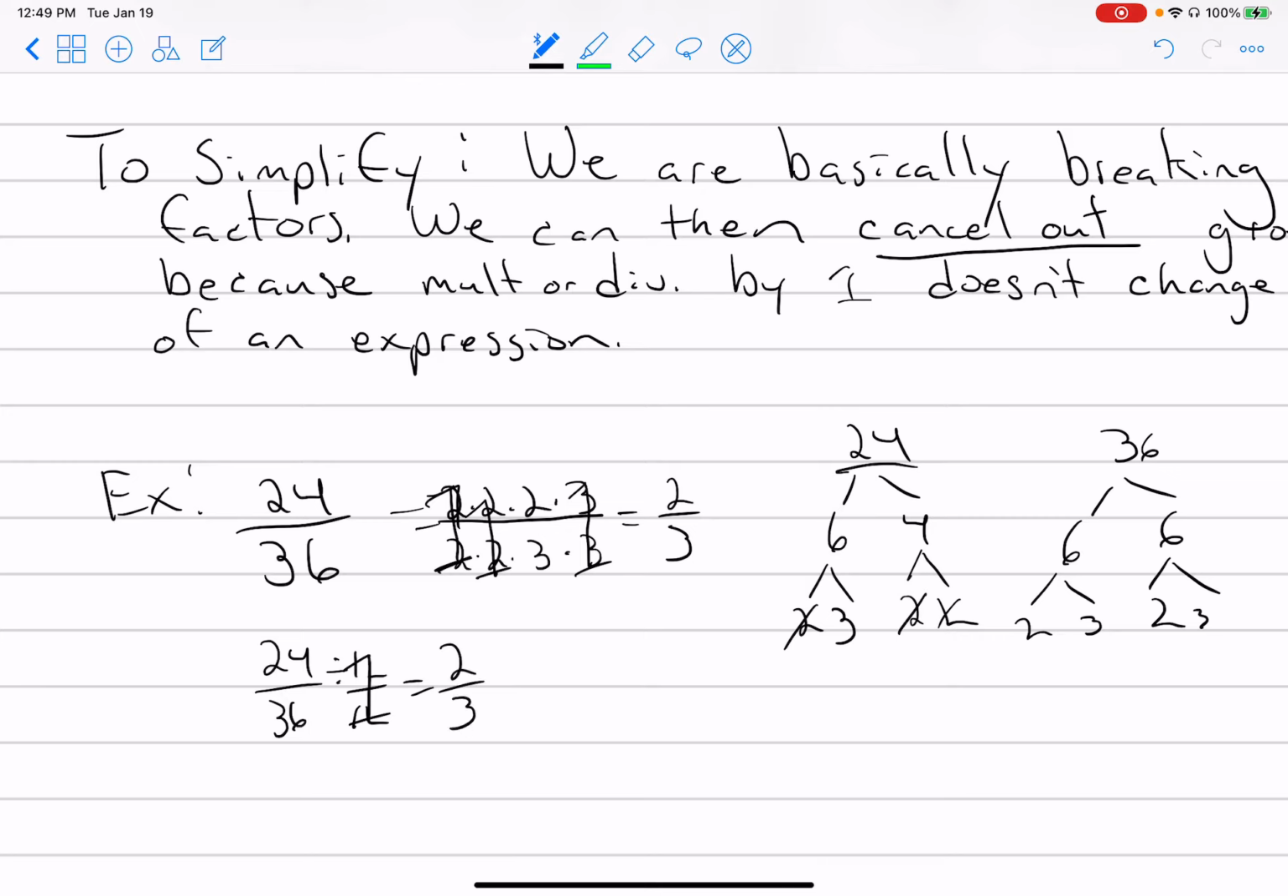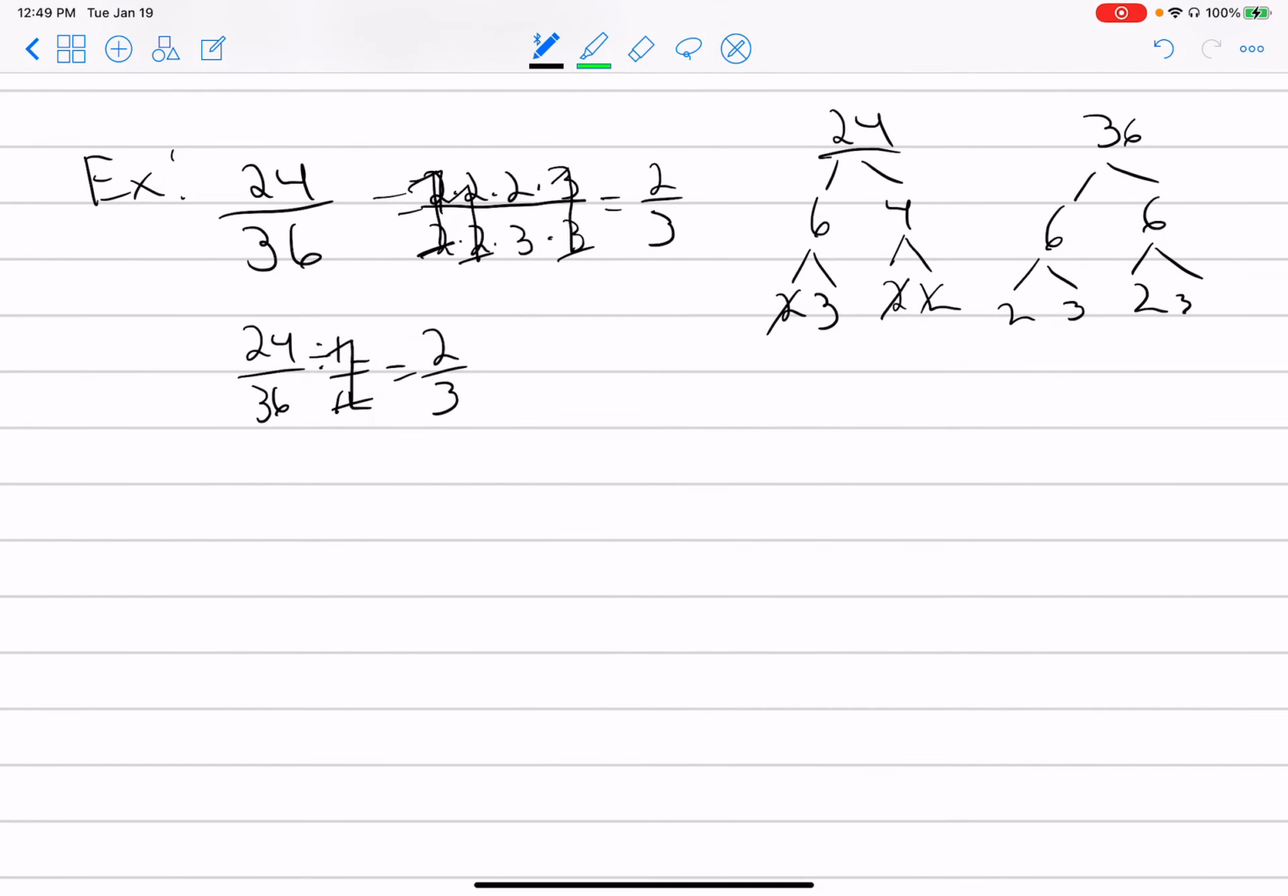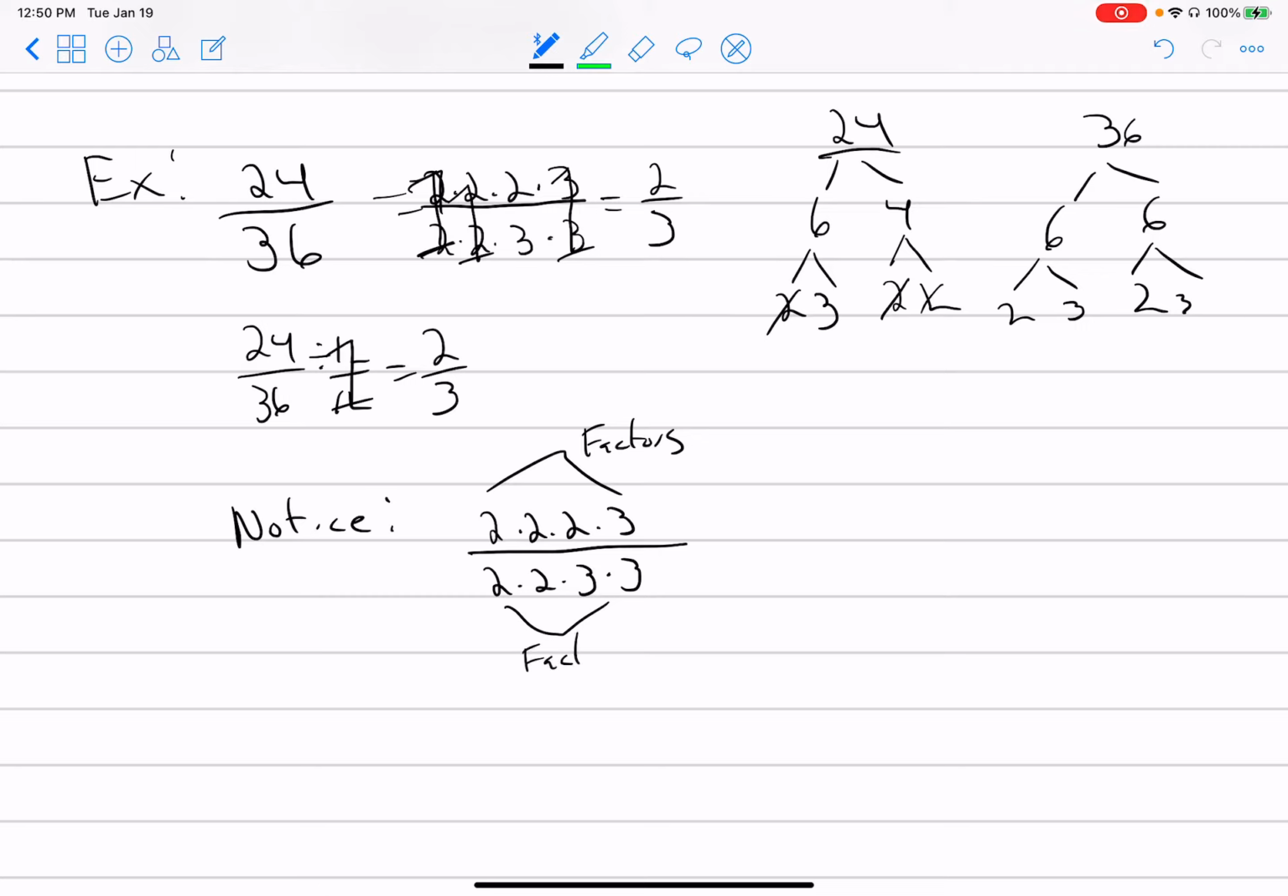These are multiple ways that you've simplified, but here is the key. This is old school. You've been looking at this since probably the 4th grade. Here's the thing that I want you to notice. When you had 2 times 2 times 2 times 3 over 2 times 2 times 3 times 3, all these are factors. Those are numbers that I multiplied together to get 24. All these are also factors, numbers that I multiplied together to get 36. Notice they have multiplication between them. That allows this whole thing to work.